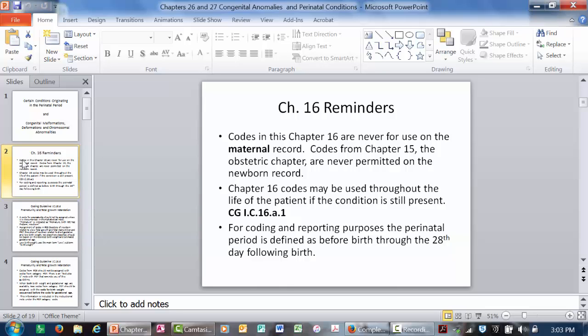Codes in chapter 16 are never for use on the mother's record. Likewise, codes from chapter 15, the OB chapter, are never permitted on the newborn record. Chapter 16 codes can be used throughout the life of the patient if the condition is still present. And for coding and reporting purposes, the perinatal period is defined as before birth through the 28th day following birth.